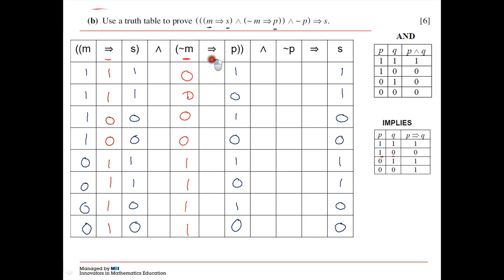Then I've got another bracket here that I can do. And again it's an implies, so 0, 1 is a 1, 0, 0 is a 1. Those are all going to be 1s. And this is the situation where it's a 0. So I've completed the 2 inner brackets now.